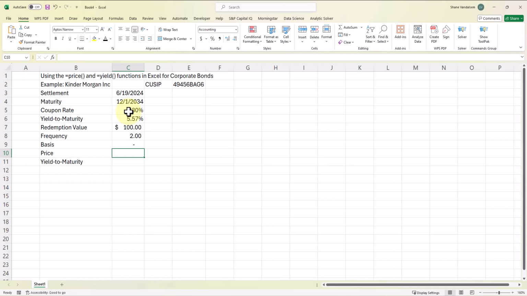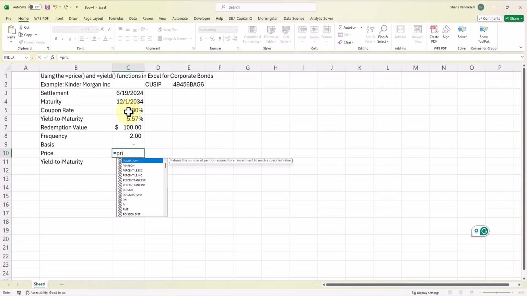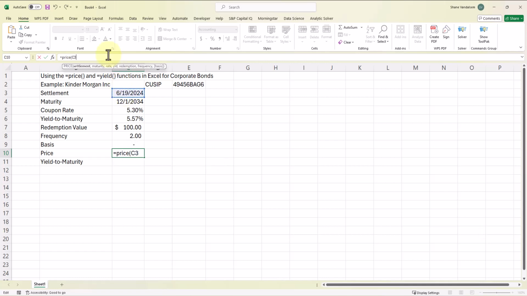So here I'm going to use the price function, and it says equals price, open parentheses. The settlement date, again, is the date that the trade would close on. It's usually 2 days from the date that you make the trade. The maturity date, this bond matures on 12/1/2034. The rate is the coupon rate, 5.3%. And don't worry about adjusting it for 2 payments per year. The function actually does that for you.